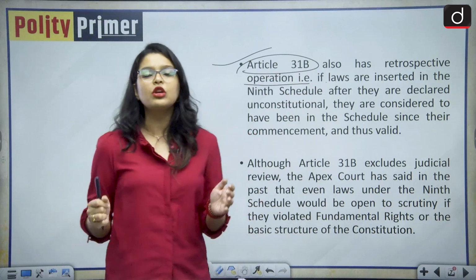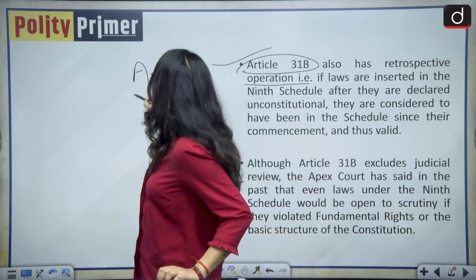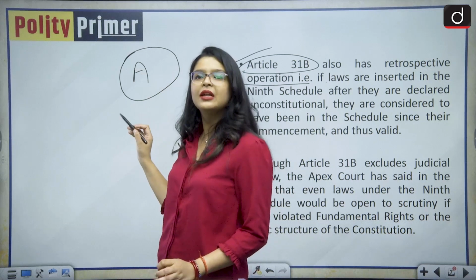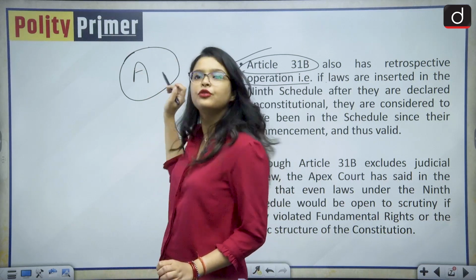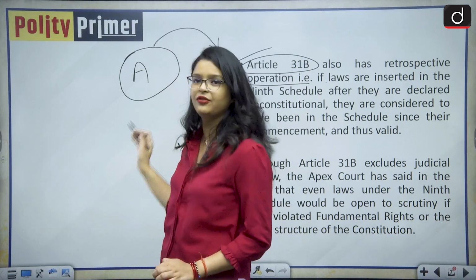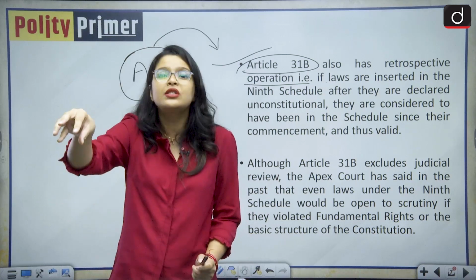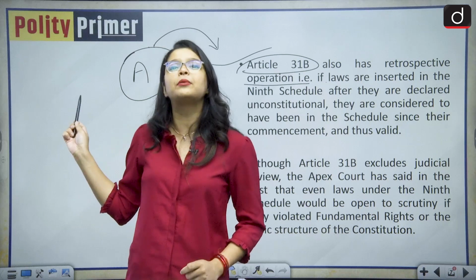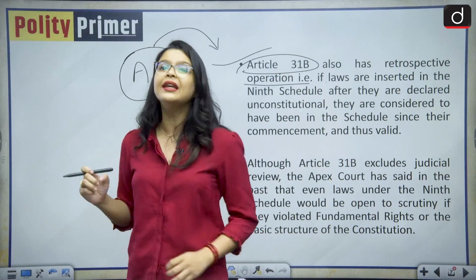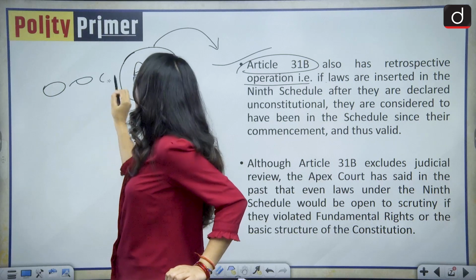What do we mean by retrospective operation? For example, let us understand, this is this act or this article A. It will have an enactment date and an enforcement date. From the enforcement date, it will be applicable prospectively. What is this prospective application? It will be applicable to those acts which are done after the enactment of this article or law A. It will not be applicable to those acts that have already occurred before its enactment.